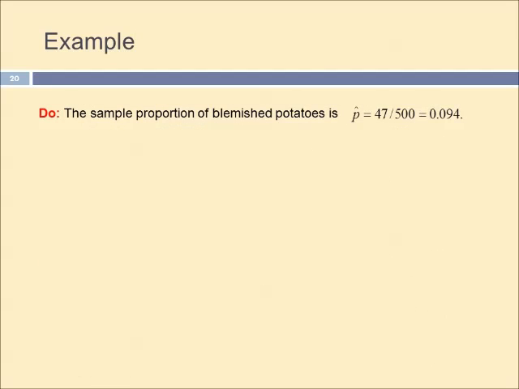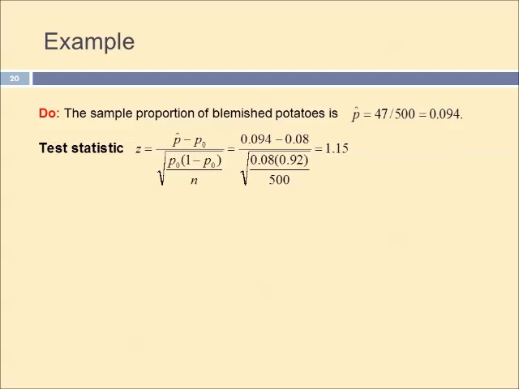The sample proportion of blemished potatoes is p hat equals 47 over 500, or 0.094. And then we can calculate the test statistic. z equals the sample proportion minus the hypothesized proportion, divided by the standard error. In this case, that's 0.094 minus 0.08, over the square root of 0.08 times 0.92 over 500. And our z-score is 1.15.